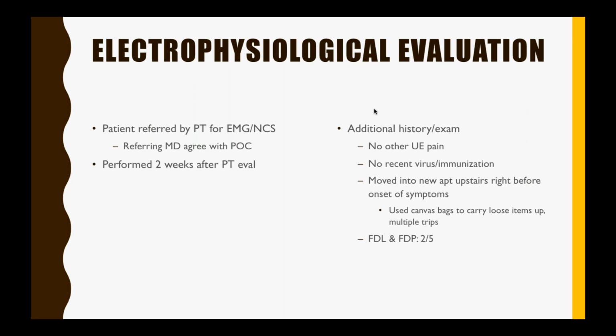I also did a little bit more thorough exam. Instead of just a gross grasp assessment, I did muscle strength testing of the flexor digitorum longus and flexor digitorum profundus, and there was significant weakness of those two muscles. So based on those two muscles, any idea of what you think may be going on with this patient?